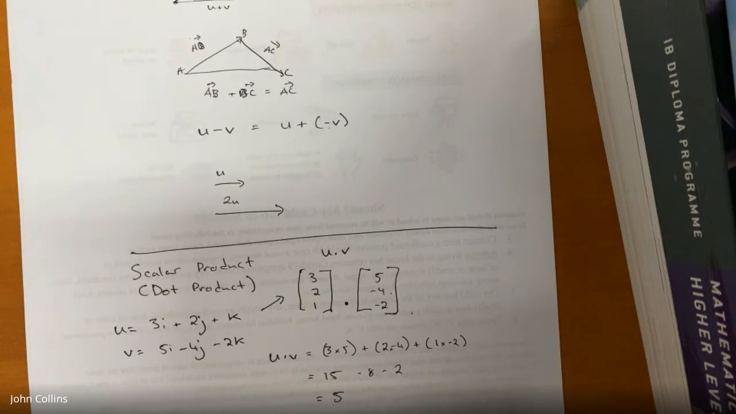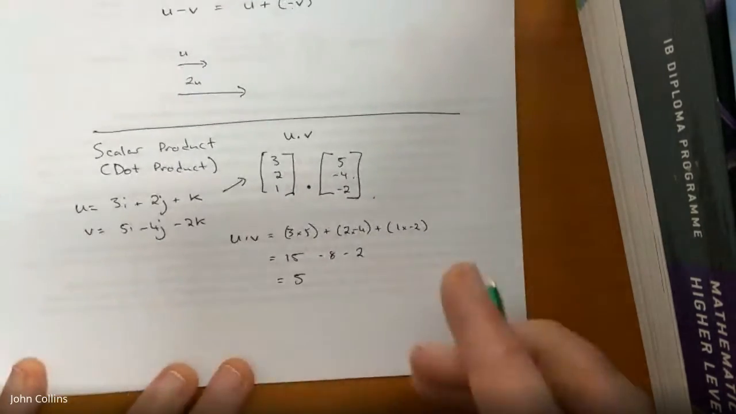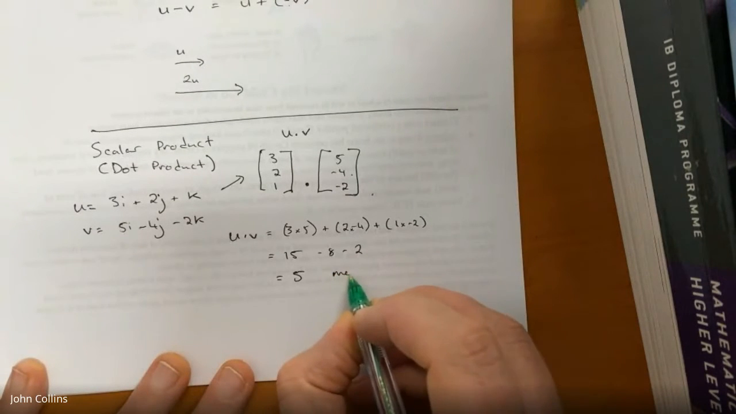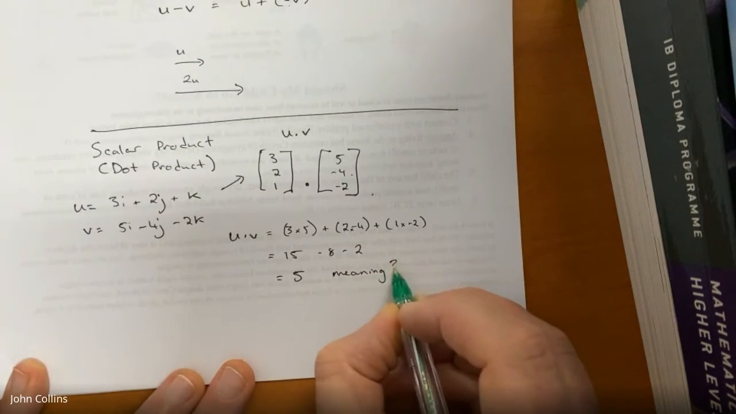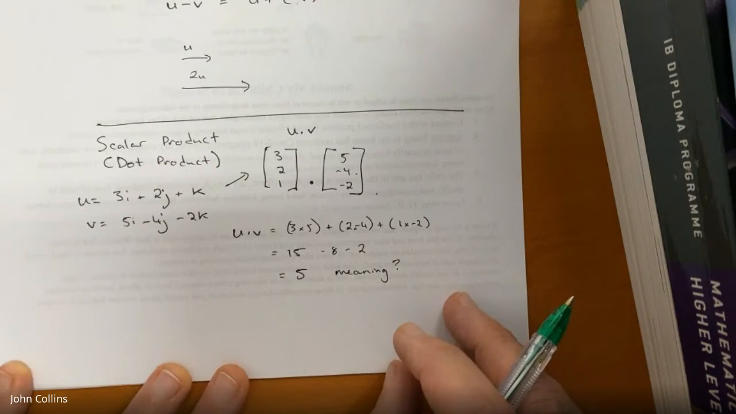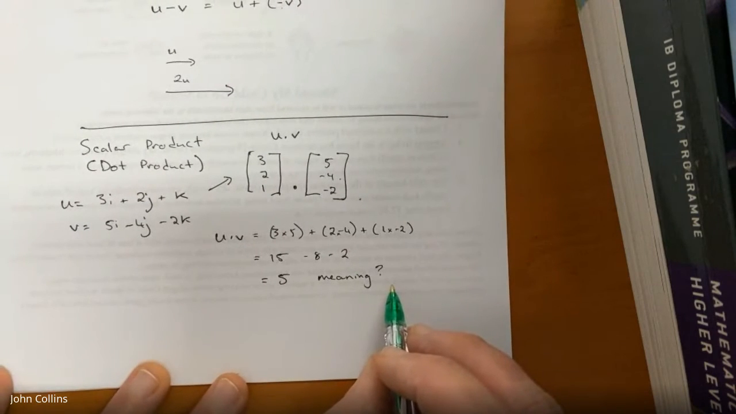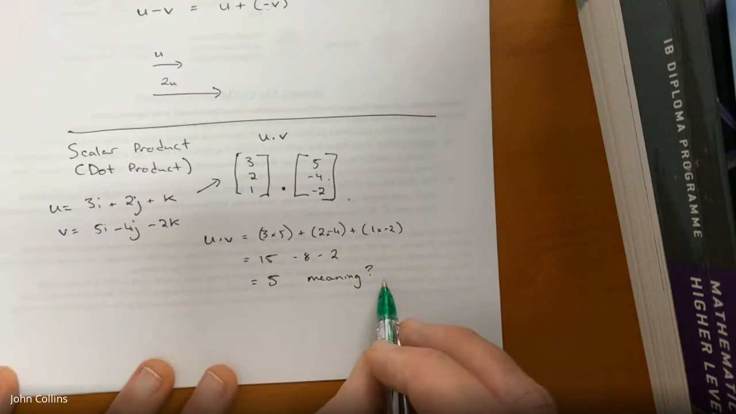So what is the meaning of this number 5? Well, the answer to that is it doesn't mean very much. Its meaning is questionable. It is just used in other formulas. It is used most to find angles, so it is part of the angle formulation process, I suppose.